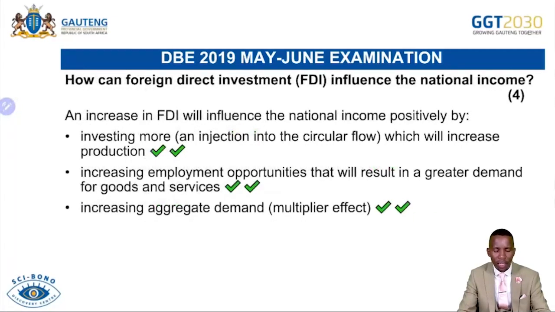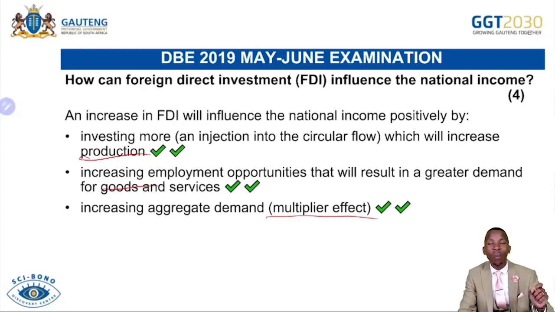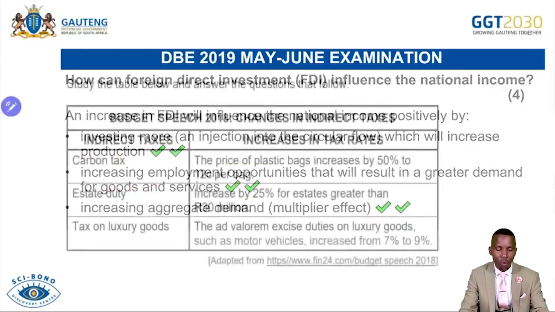How can foreign direct investment, FDI, influence national income? An increase in FDI will influence national income by investing more, an injection into the circular flow, which will increase production and increase employment opportunities. That will result in greater demand for goods and services, and then an increase in aggregate demand, or the multiplier effect. So this is how you're supposed to respond. Ensure that you are fully aware of this: we don't pick answers from the data response. We contextualize the given data response to the particular topic, and then we answer. It becomes easy if you do so.